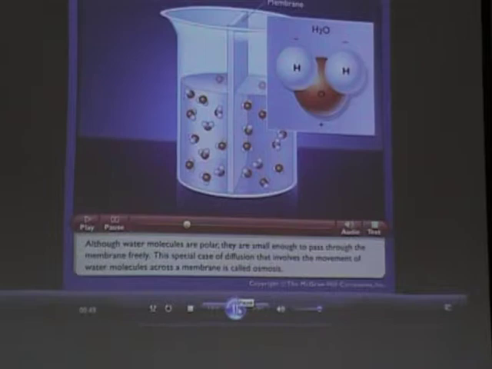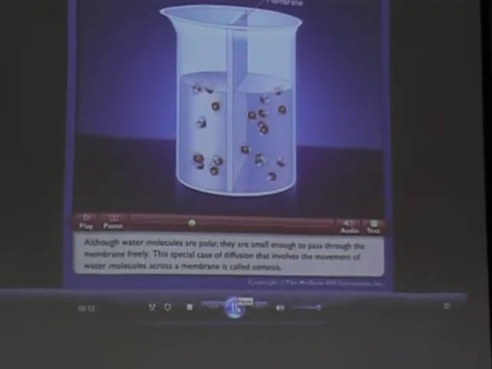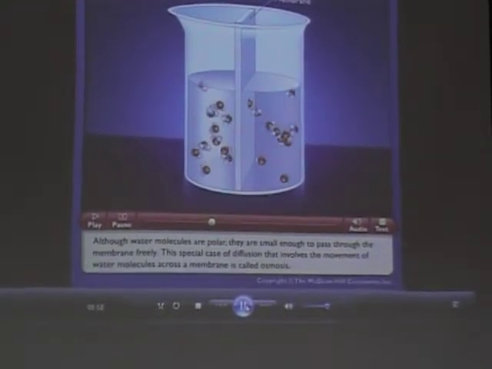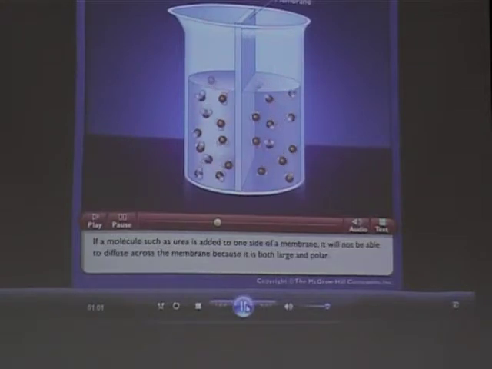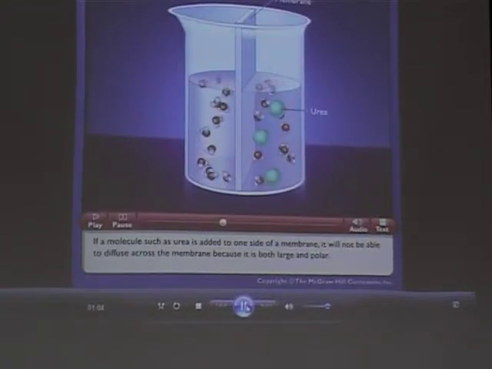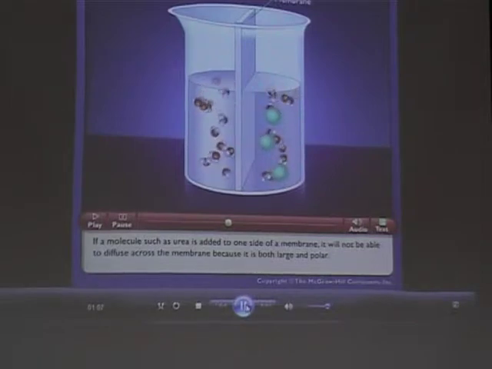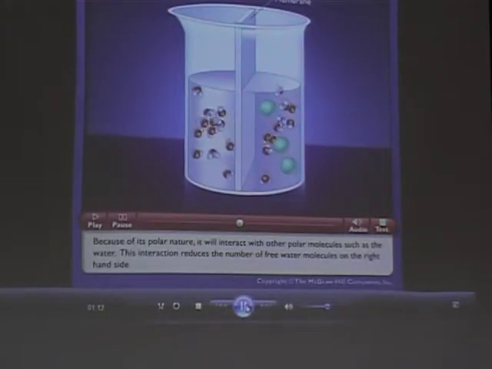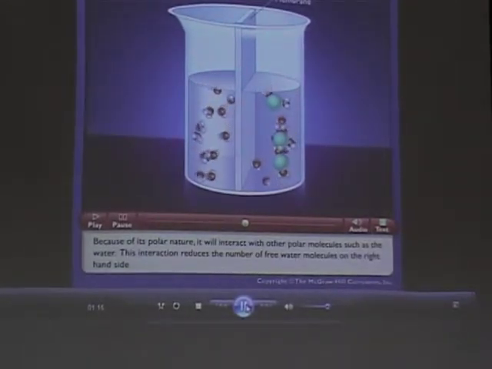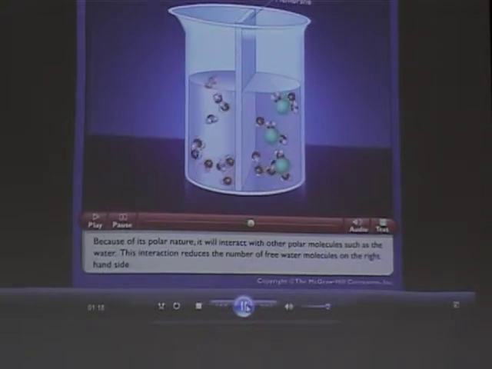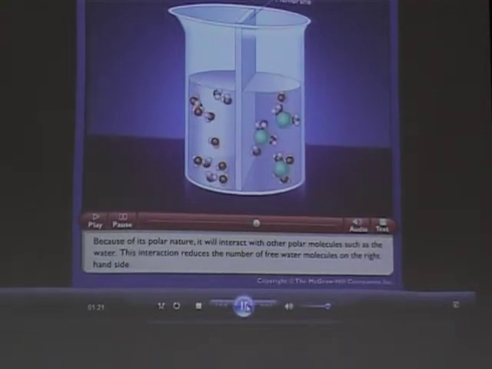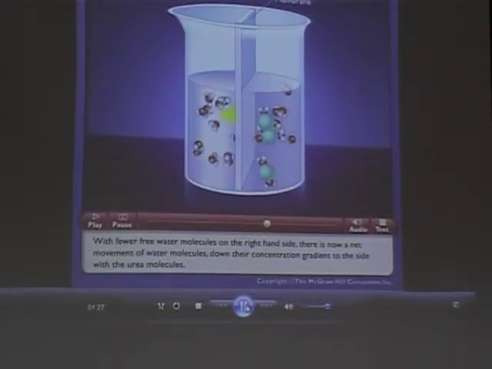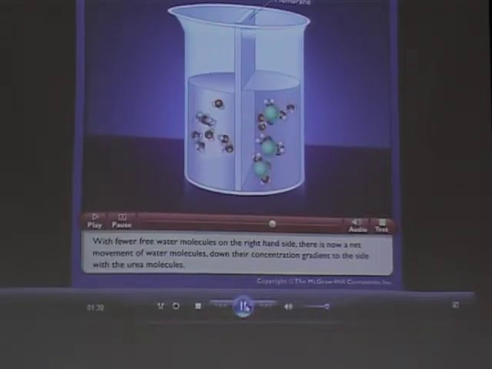Although water molecules are polar, they are small enough to pass through the membrane freely. This special case of diffusion that involves the movement of water molecules across a membrane is called osmosis. If a molecule, such as urea, is added to one side of a membrane, it will not be able to diffuse across the membrane because it is both large and polar. Because of its polar nature, it will interact with other polar molecules such as the water. This interaction reduces the number of free water molecules on the right-hand side. With fewer free water molecules on the right-hand side, there is now a net movement of water molecules down their concentration.